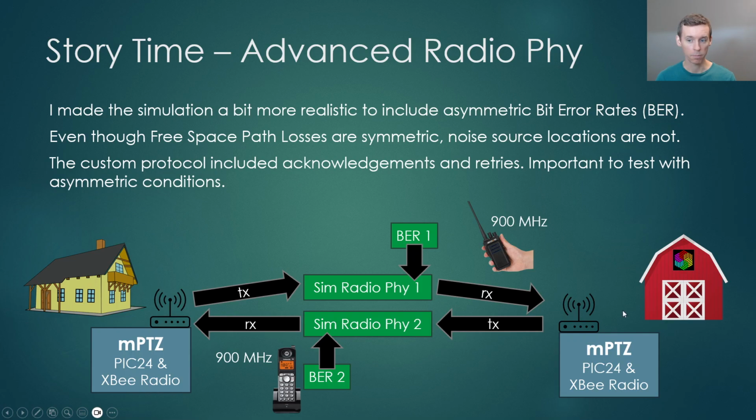And so it was important to test with asymmetric conditions, where maybe we're sending commands to the barn and the barn is fully receiving them. It's acting on them, everything's working well, and it's trying to transmit back, and it is, but it's getting lost at the receive side because of the noise source over here. So being able to mess around with our protocol and make sure that it behaved in every condition was also really helpful.